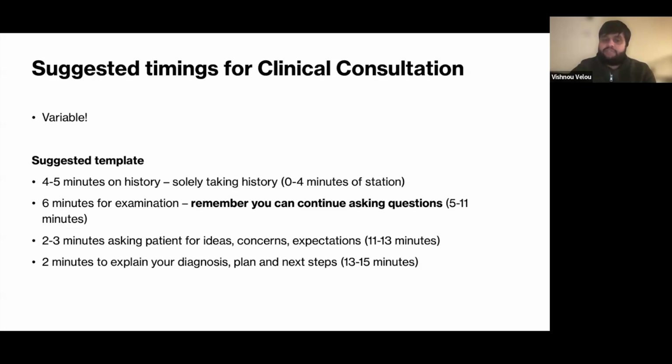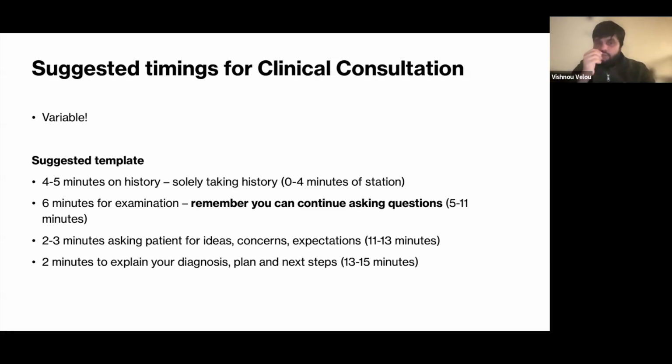And that's a mechanism for distraction. So it achieves two things at once. Please allow yourself a couple of minutes to ask patients for ideas, concerns, and expectations. So basically for them to express their questions, it's really important to give yourself time because there's a specific domain in the mark scheme for that. And then also have a bit of time in your back pocket to explain the next steps because it's a nice transition and it ends the consultation usually.